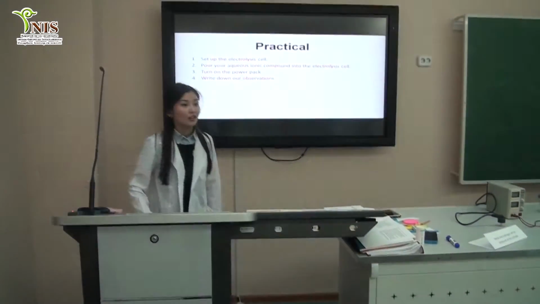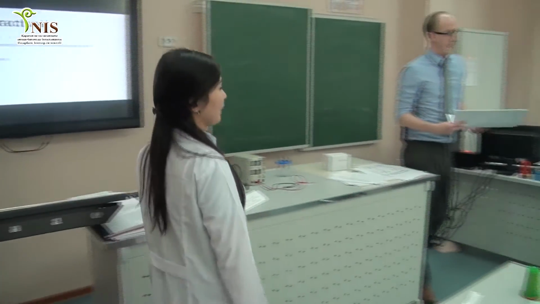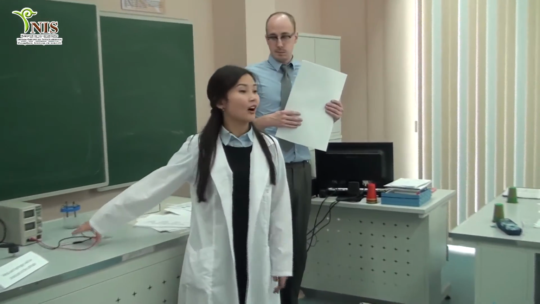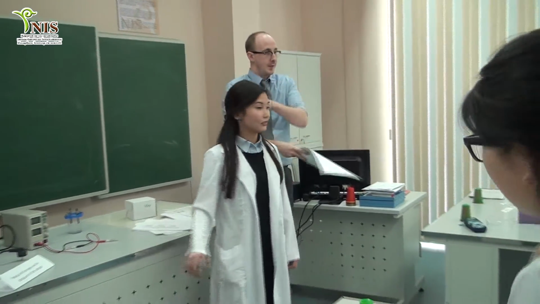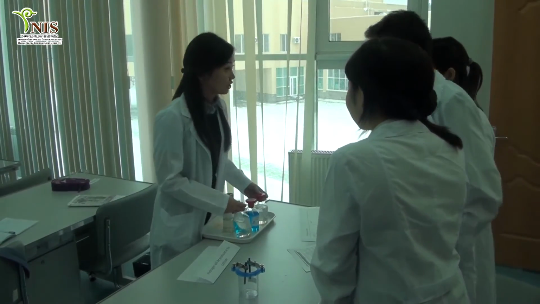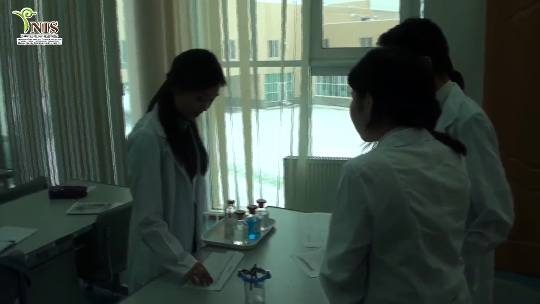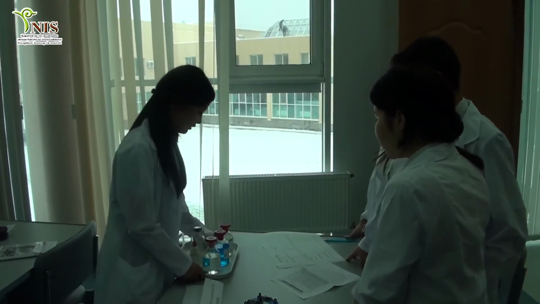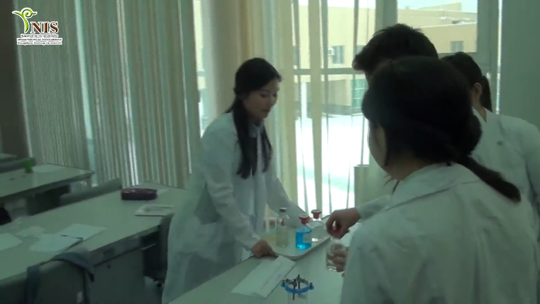Please sit down. Okay, now you're going to do the practical for the aqueous solution of ionic compounds. Please divide into 3 groups and come to the electrolysis cell. There are 2 at the back and 1 at the front. Now you should choose your solution. Your task is to find the aqueous solution in which hydrogen will be produced at the cathode. Is it potassium iodide? Yes. Okay, please start your work.